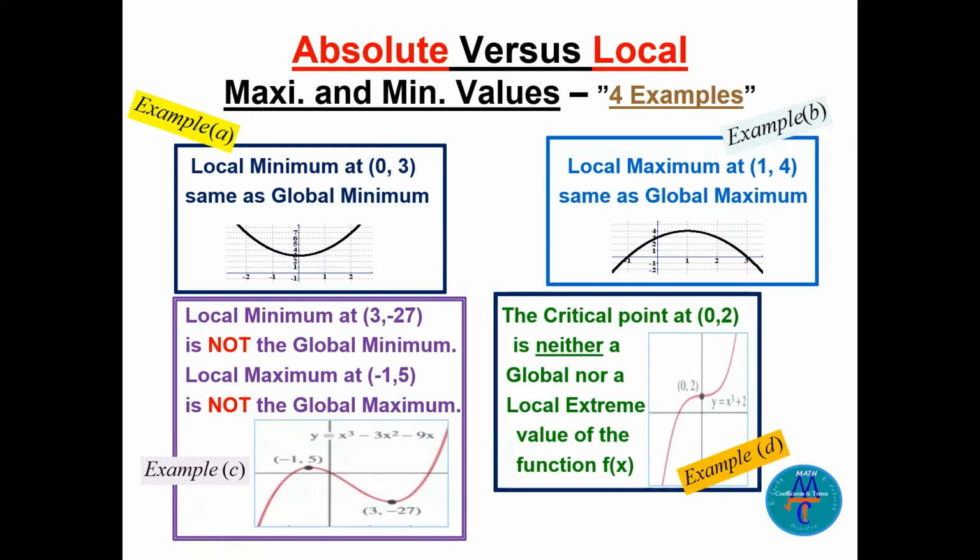So there is no local max, no local min, no global max, no global min of this function, because this function will go up to plus infinity, it will go down to minus infinity, and we have a number here where the derivative is 0.